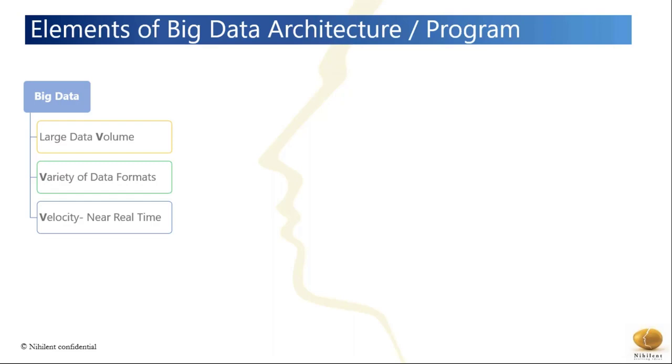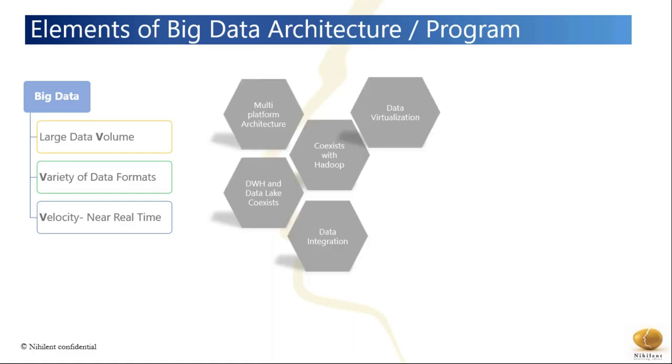But how does it translate into reality? When we look at a big data program, the first thing that will strike you is that it is going to be a multi-platform architecture, with multiple things in it. There is going to be a data warehouse, and probably a data lake. You might have some Hadoop clusters already, which you might want to coexist with your data warehouse and data lake. Obviously there is going to be a data integration layer to move components. And in some cases, you might even want to use data virtualization to run your remote queries.